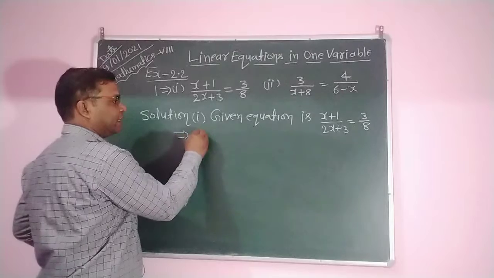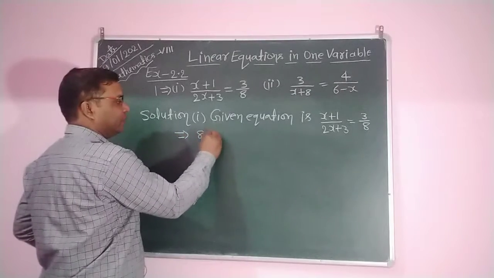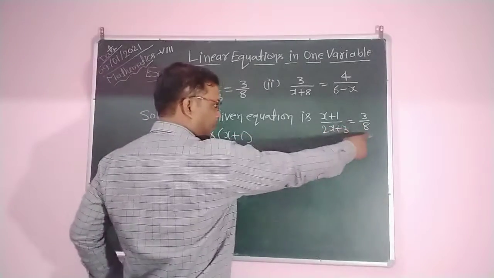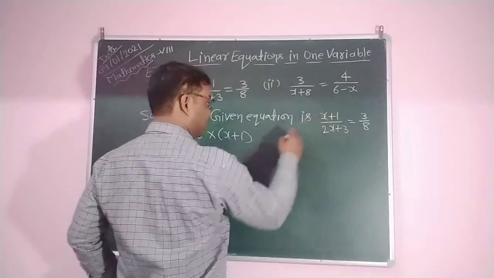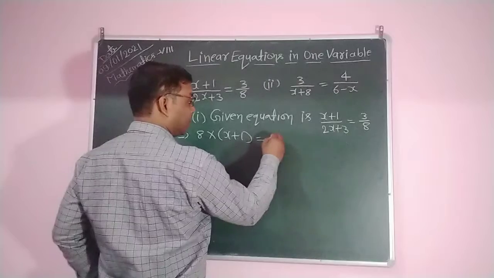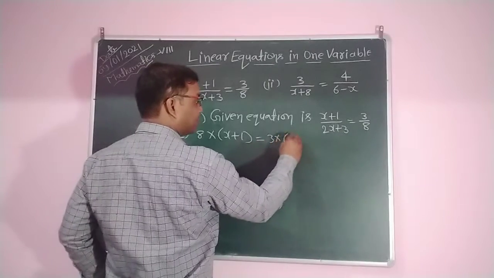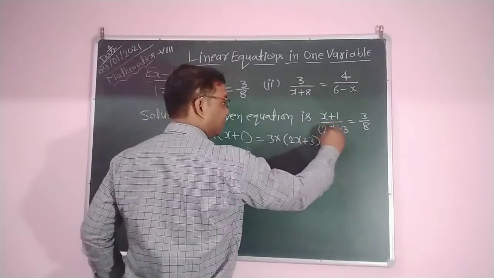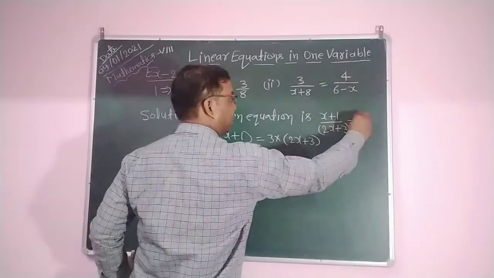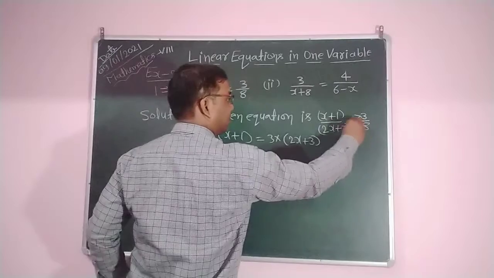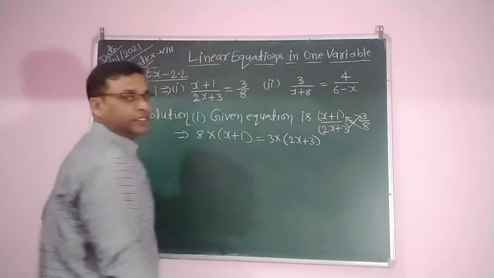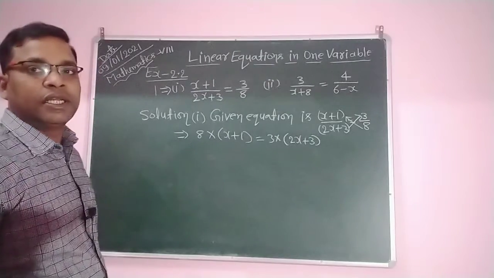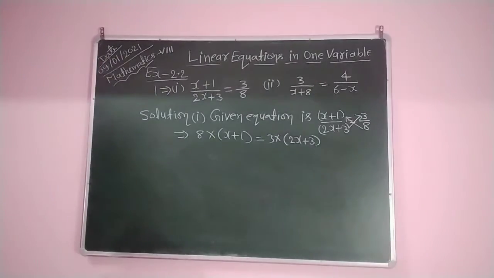This implies that 8 multiplied by (x + 1) is equal to 3 multiplied by (2x + 3). This number is multiplied by this, and this is multiplied by this. I hope all of you understood this cross multiplication method.